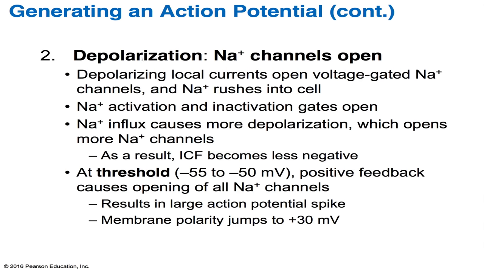Now let's take a look at step two, depolarization. This is when we have sodium channels opening up. Depolarizing local currents open up these voltage-gated sodium channels, so both activation and inactivation gates are open, and we end up getting sodium rushing inside the cell. This influx of sodium is going to cause more depolarization, which opens up more sodium channels. Because of that, the intracellular fluid becomes less negative. When we reach the threshold, which is about negative 55 to negative 50 millivolts, positive feedback causes the opening of additional sodium channels. As a result, we get this large action potential spike, and the membrane polarity jumps up to a positive 30 millivolts.